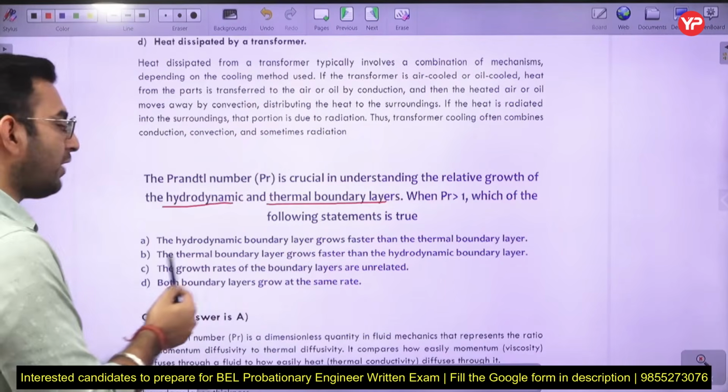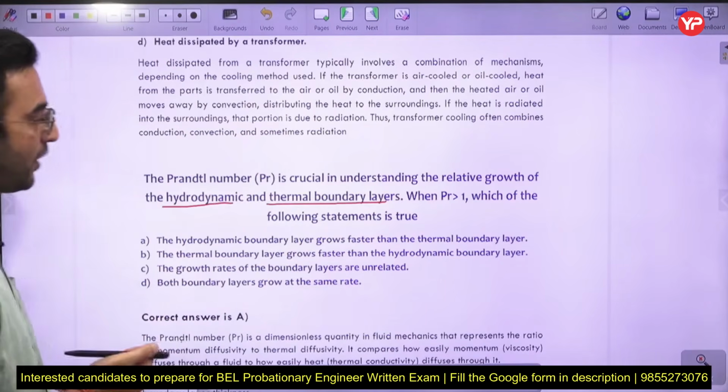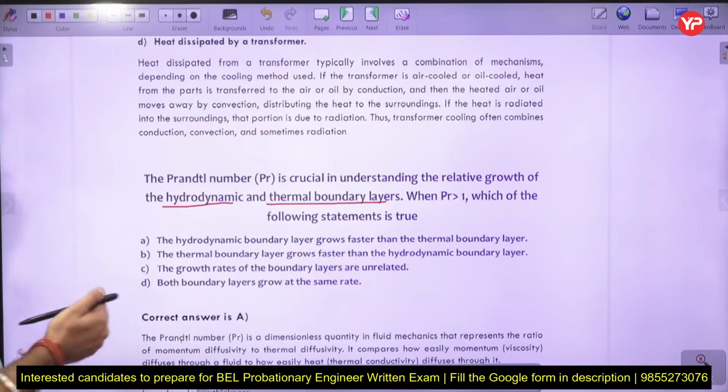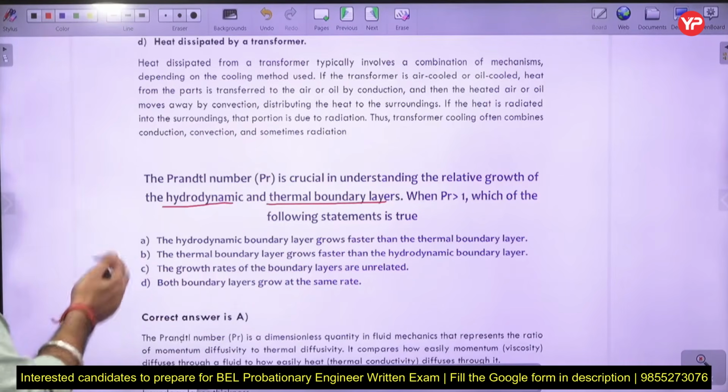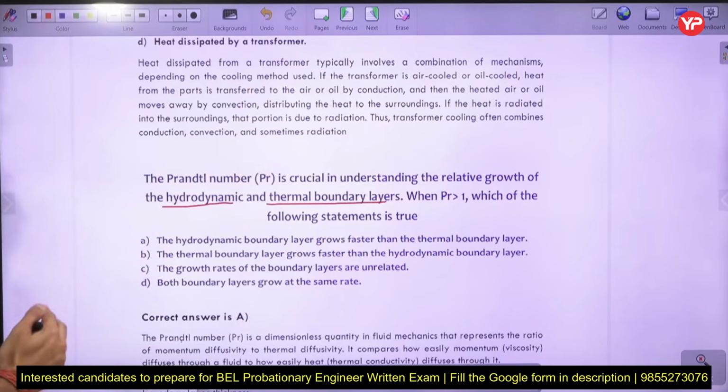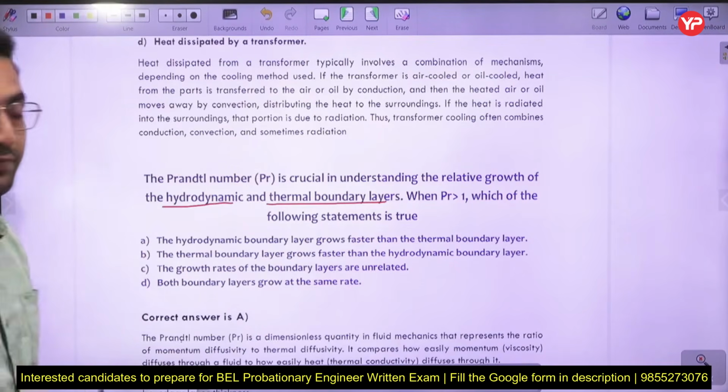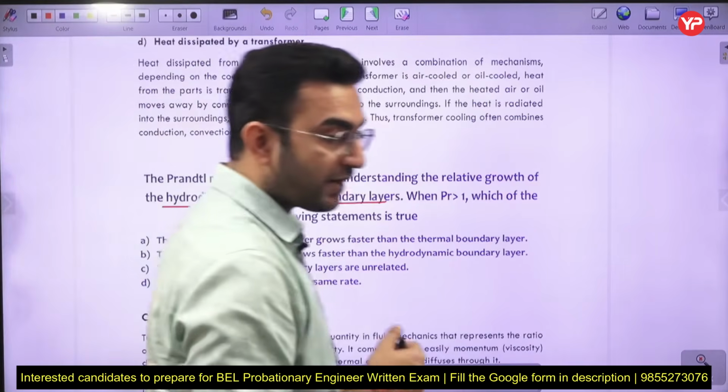Option A: the hydrodynamic boundary layer grows faster than the thermal boundary layer. Option B: the thermal boundary layer grows faster than the hydrodynamic boundary layer. Option C: the growth rates of the boundary layers are unrelated to each other. And option D: both boundary layers grow at the same rate. So just see what I have told you right now.